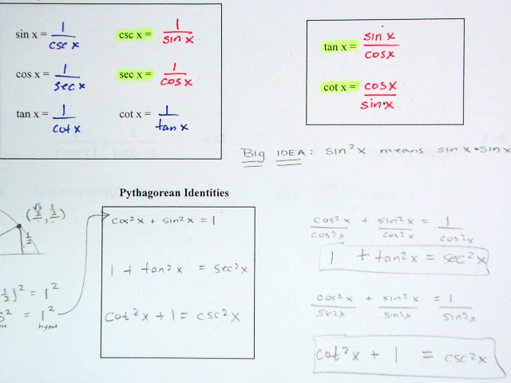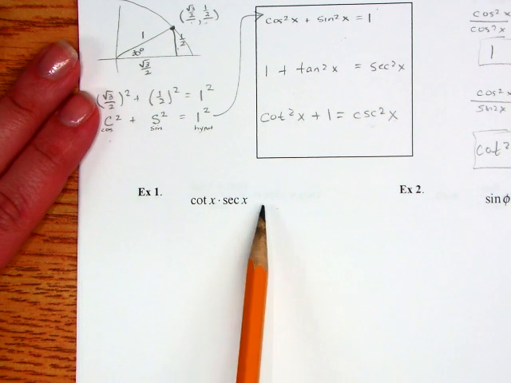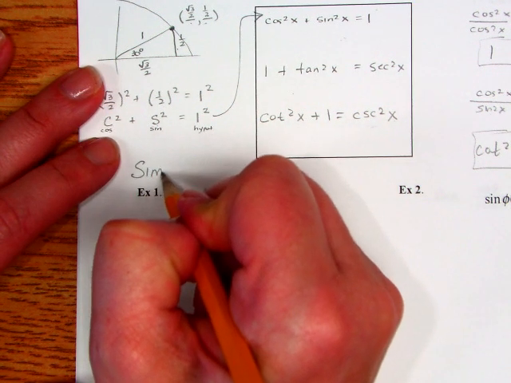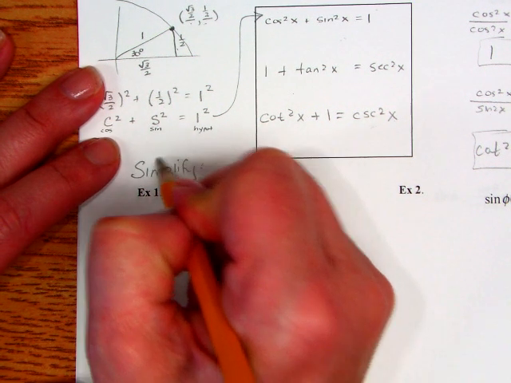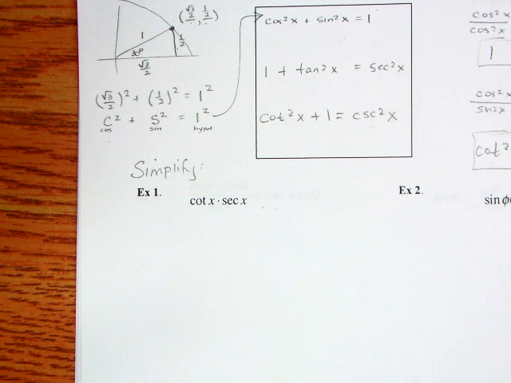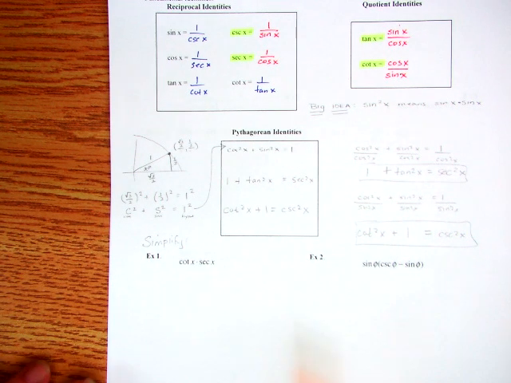Now we're going to get to simplifying trig terms. So notice there's no equal sign. I'm not solving. I'm going to be simplifying these. Simplify. The easiest way to simplify is to convert things into sines and cosines. So I'm going to pull this out so you can see my thought process.